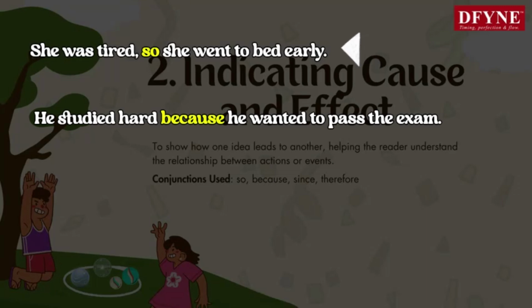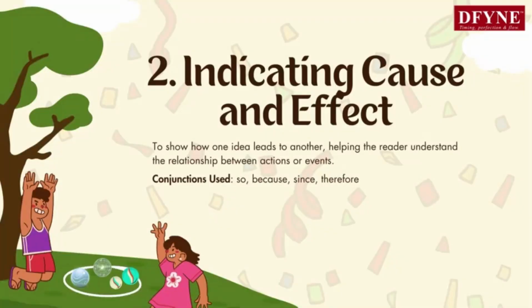In the first example, so connects the cause of being tired with the effect of going to bed, making the sequence of events clear. In the second example, because explains the motivation behind the action, linking the ideas logically. Are you getting the hang of it? See if you can create an example of the next one using just the purpose and the conjunctions used.